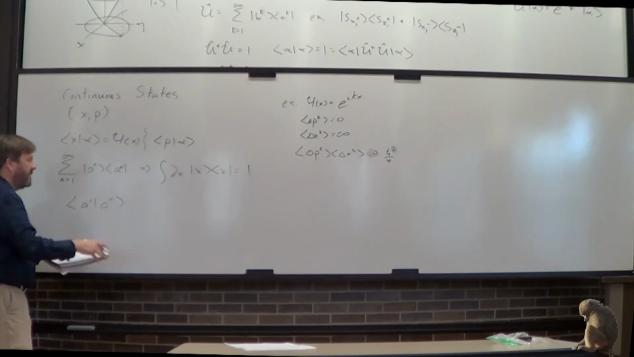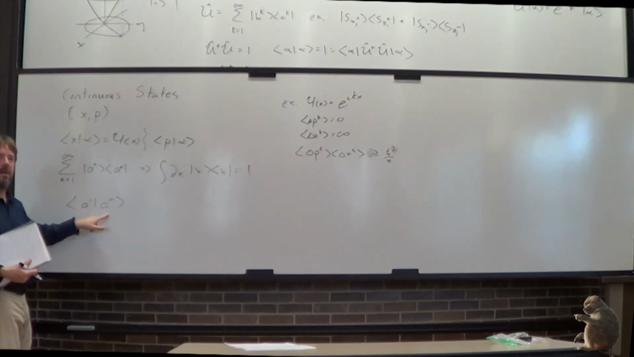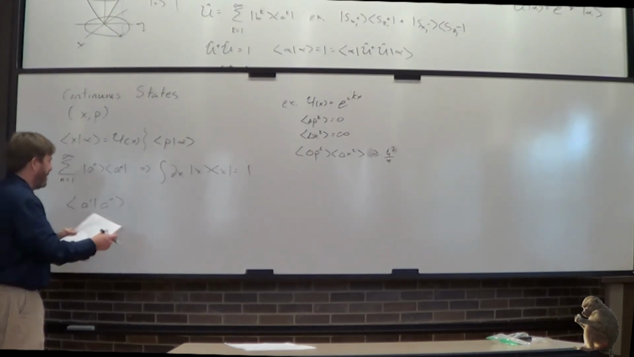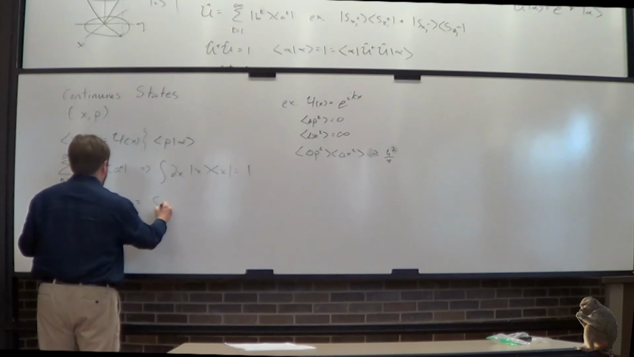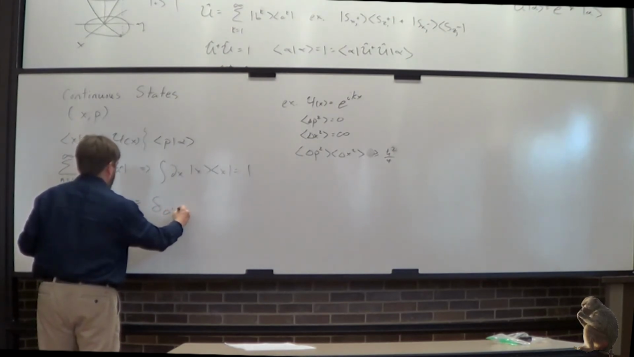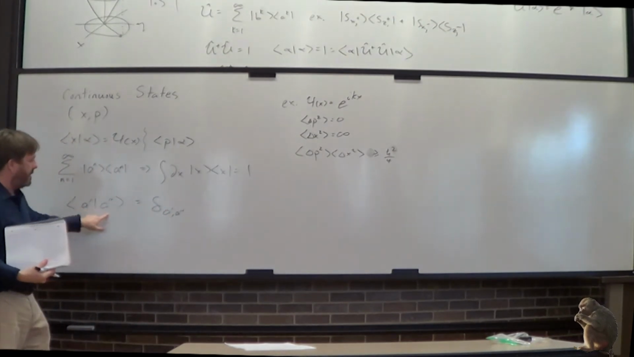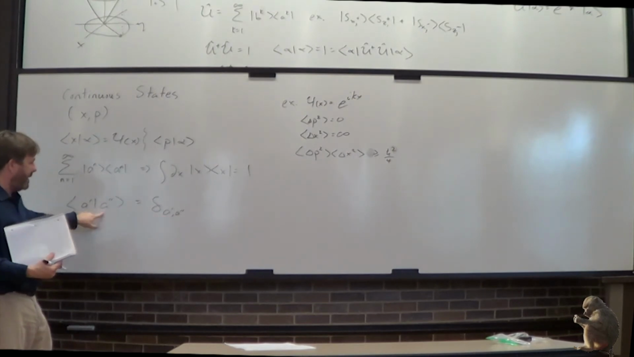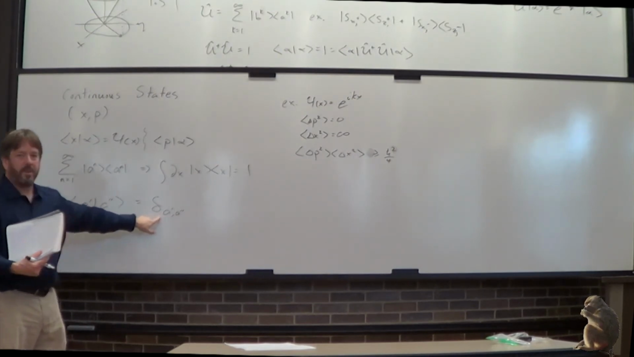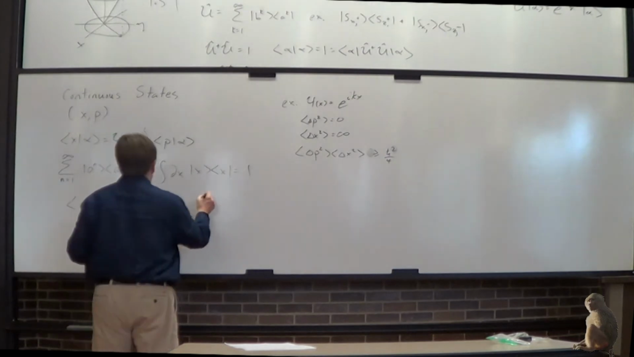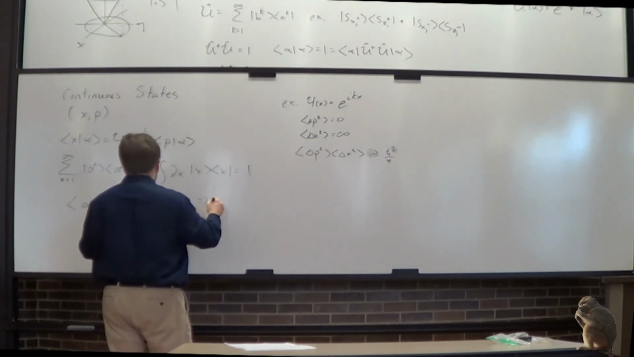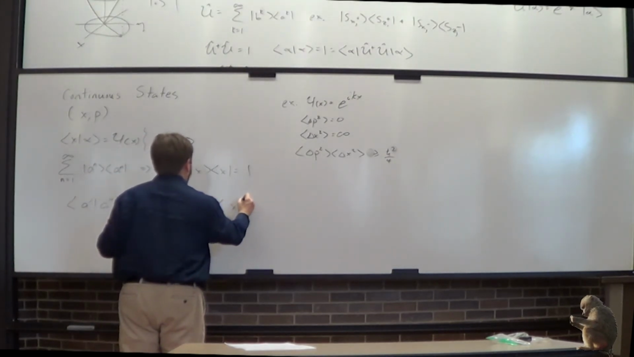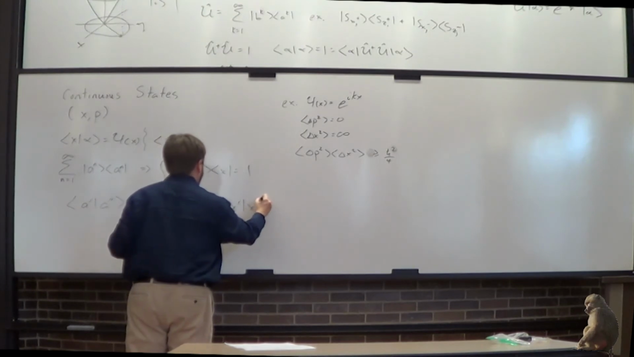For two different states, let's say plus and minus in our spin basis, the inner product would be 0. It's a Kronecker delta. If it's plus plus, then it's 1. If it's plus minus or minus plus, then it's 0. That's what a Kronecker delta does. So our new Kronecker delta for a continuous state is this.